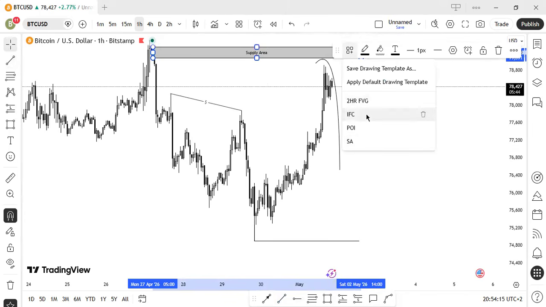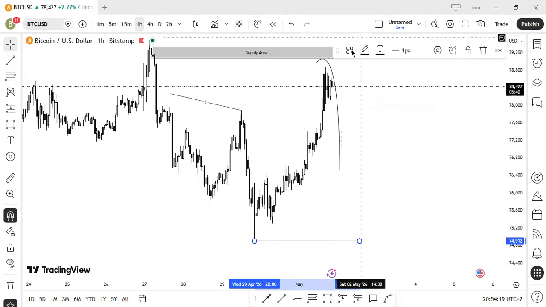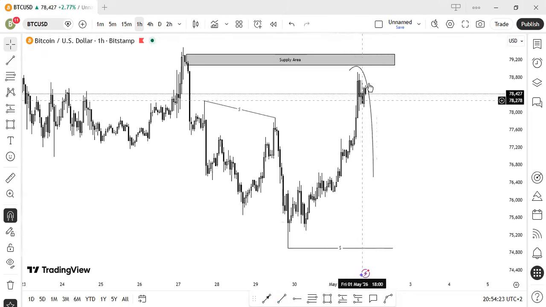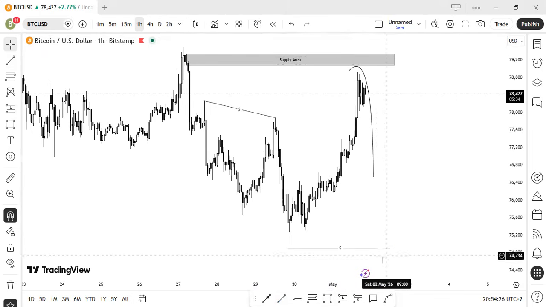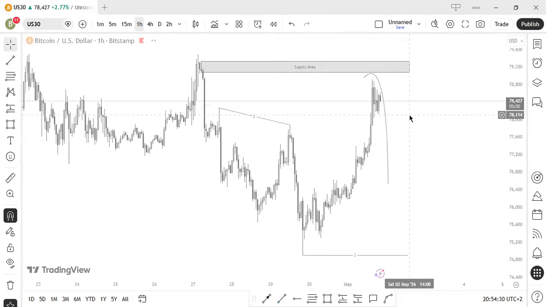That's our sell side. This is our sell side liquidity. I want to see price tap into this and then move lower, coming for these lows here. So we'll see how this plays out.